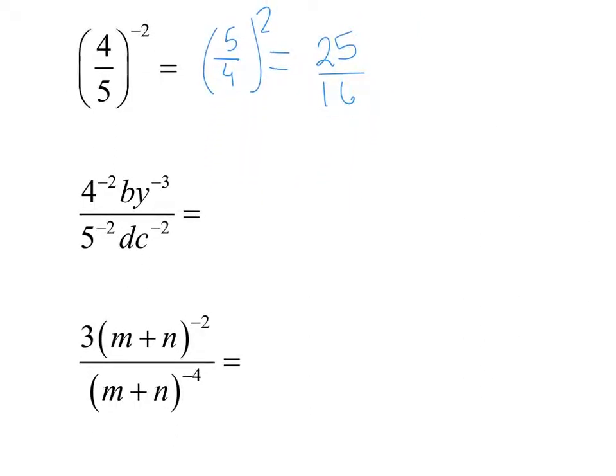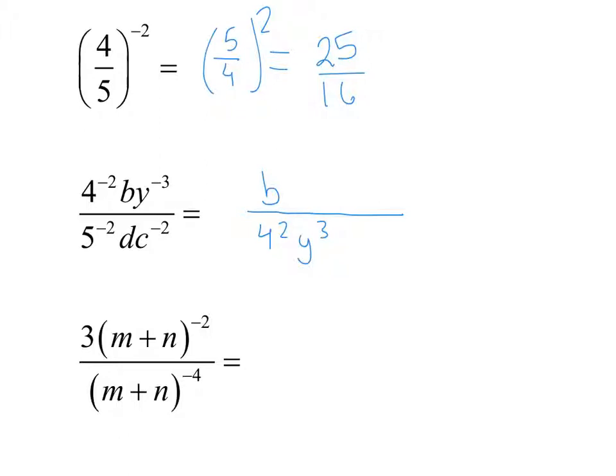Alright, so here, remember what I said. It's negative. To make it positive, I move it down. So I have 4 squared. The b is positive, so I keep it there. The y is negative, so I move it down. Okay? So I'm done with the top.